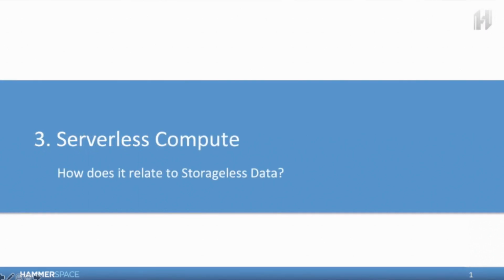And the third question, serverless compute. How does it relate to storageless data? What do the two things mean, and in conjunction, how do they affect each other? How are they implemented? The parallels, those things. So those are the three discussion points that I'd like to jump into. But before we do, well, let's get to number one.